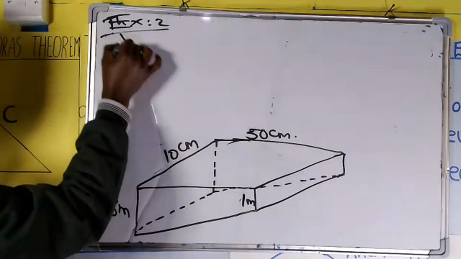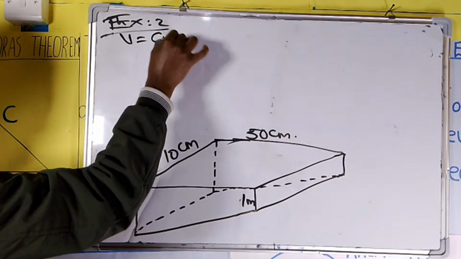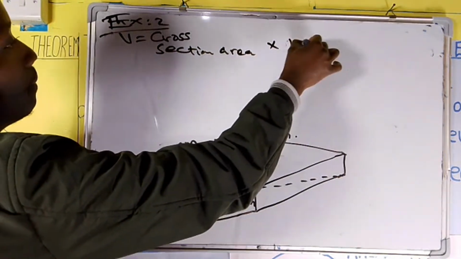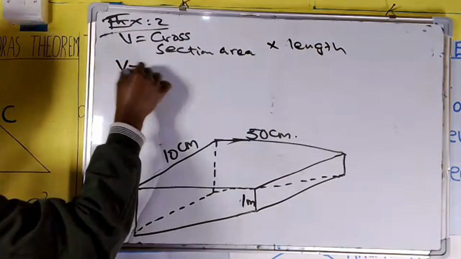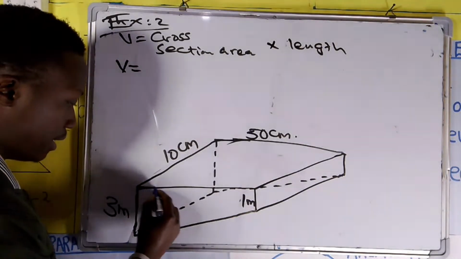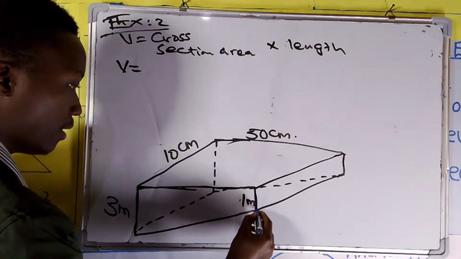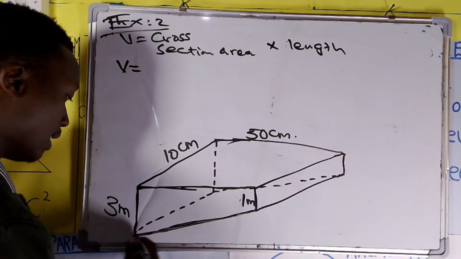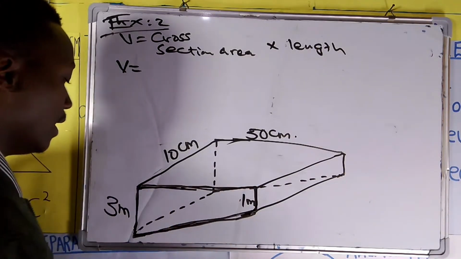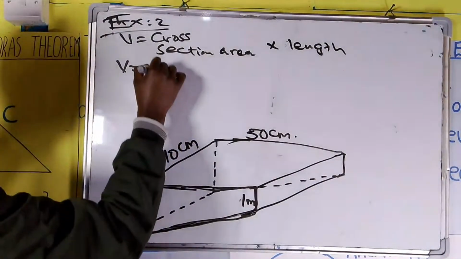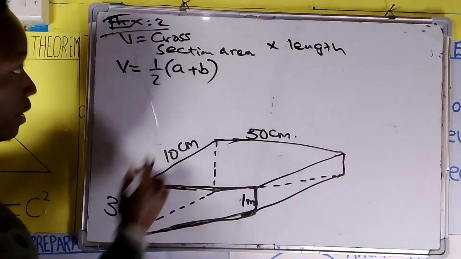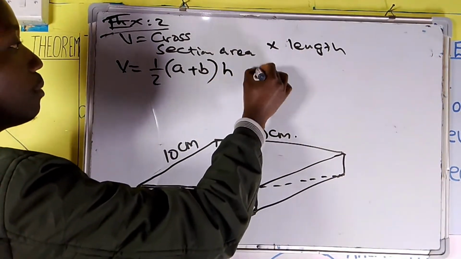Remember, we say that volume is equal to cross-section area multiplied by the length. So our cross-section area is the area of a trapezium. You can clearly see that this is a trapezium, and this trapezium is the cross-section area, the one you can see in your face. And how do we find the area of a trapezium? It is a half multiplied by the sum of the parallel sides, A plus B, multiplied by height. Then we multiply by the length.